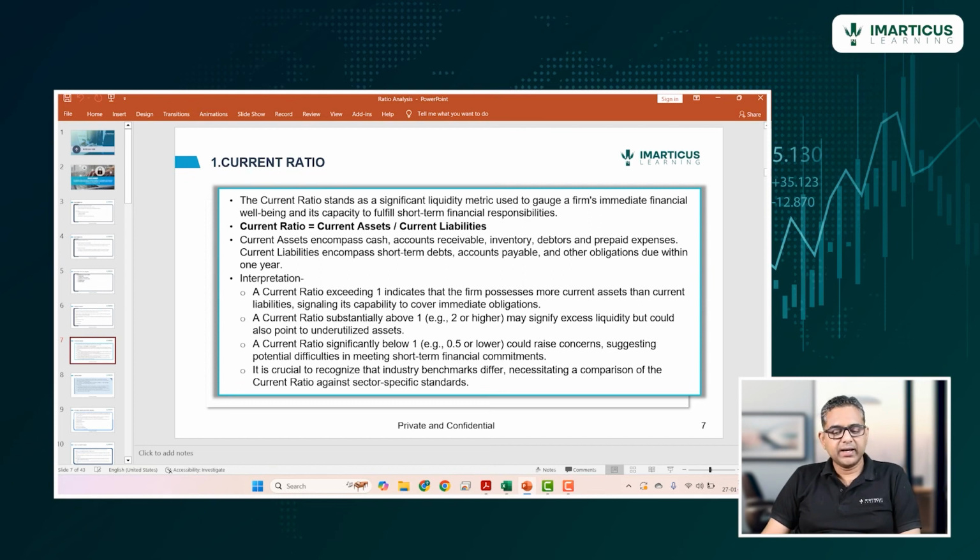It is crucial to recognize that industry benchmarks differ, necessitating a comparison of the current ratio against sector-specific standards. So as I mentioned, for different industries, the benchmarks and standards could be different. That's why we need to look at the current ratio of companies within the same sector or industry, and then do a fair comparison of which company is doing better in terms of current ratio or not.